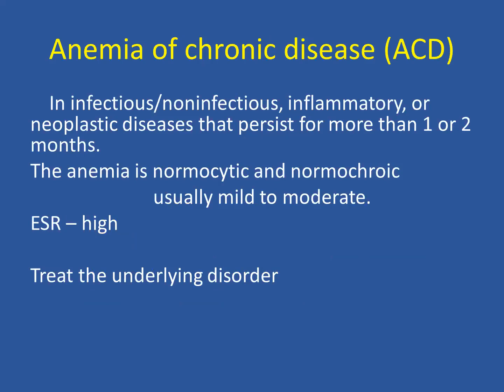Anemia of chronic disease is when there are very prolonged inflammatory, infectious or neoplastic diseases that persist for a very long time, like rheumatoid arthritis, diabetes, anything like that. There'll be normocytic, normochromic anemia. The ESR is going to be high. You do not treat the anemia, you treat the underlying disorder.